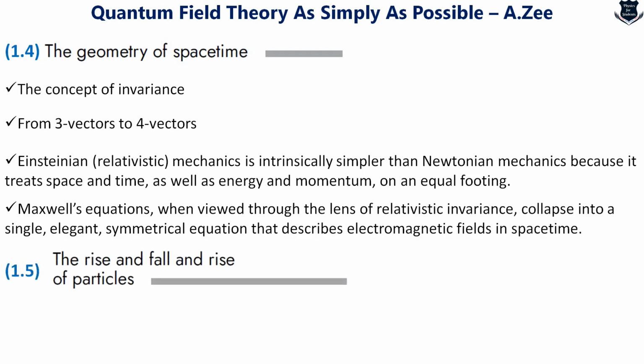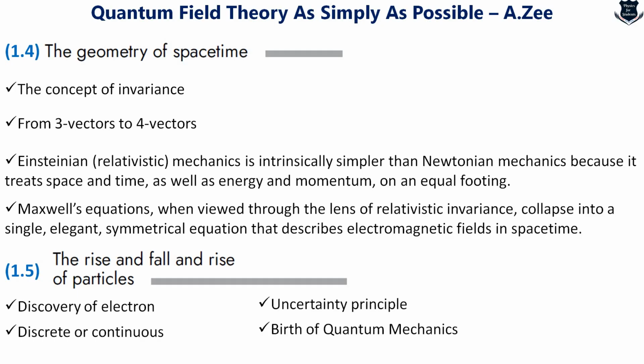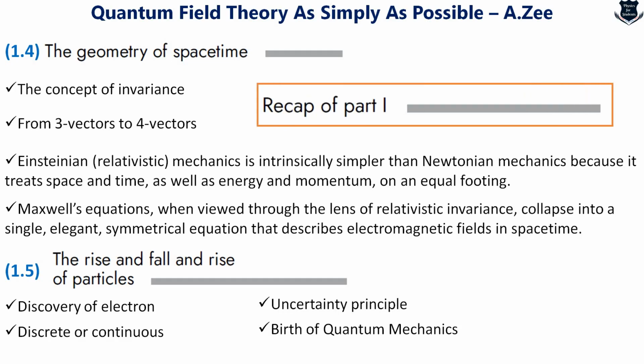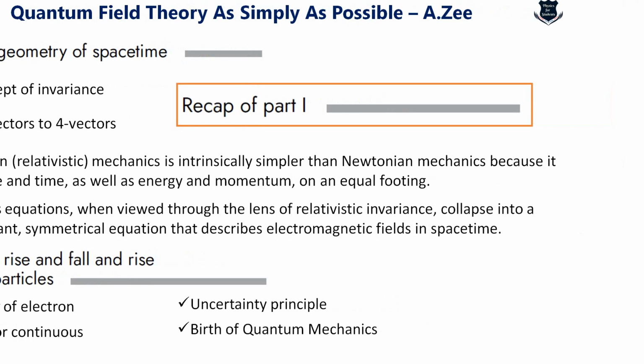Then he talks about Maxwell's equations. Further he goes into what is called the rise and fall and rise of particles, where he describes the discovery of electrons, the uncertainty principle, and the birth of quantum mechanics. So as you can see, this book gives you a clearer idea not only on the concepts. Professor Z takes us through a fascinating journey, a historical account which is very important in our learning. Then at the end of every chapter, he does a recap. So recap of part 1, recap of part 2, and so on.